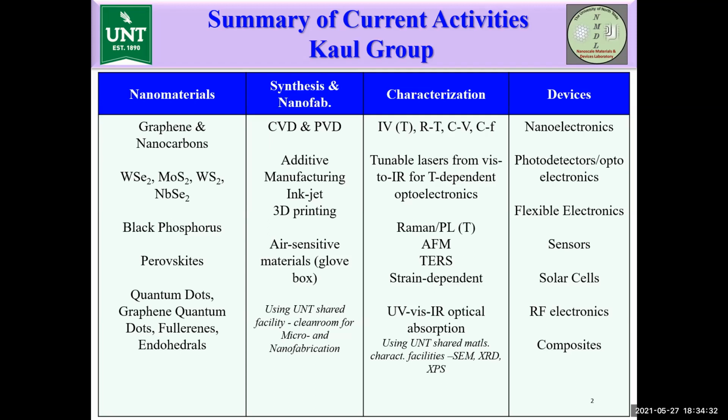We also have several characterization tools to measure electrical IV, resistance-temperature data, and CV and CF graphs. We also have tunable lasers for temperature-dependent optoelectronic properties, and temperature-dependent Raman and PL measurements along with TORS and UV-based absorption spectroscopy. We also use the UNT shared facility for XPS, XRD, and SEM techniques. The devices which we fabricate are mainly nanoelectronic devices and photodetectors. We also work on flexible electronics, solar cells, and several others.